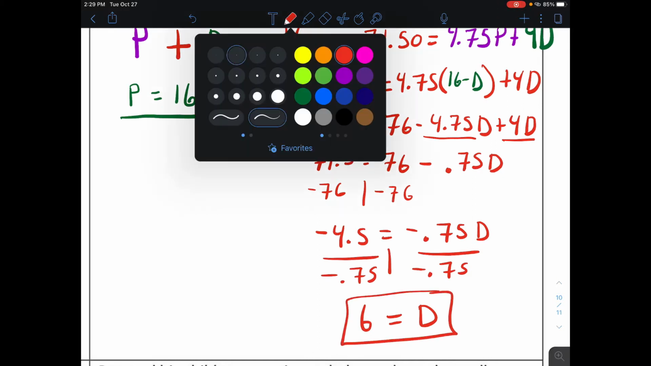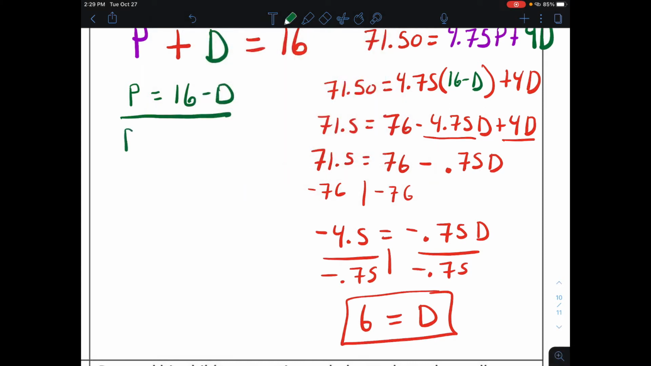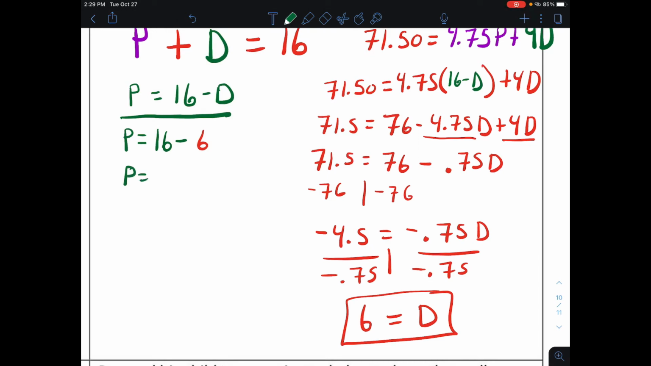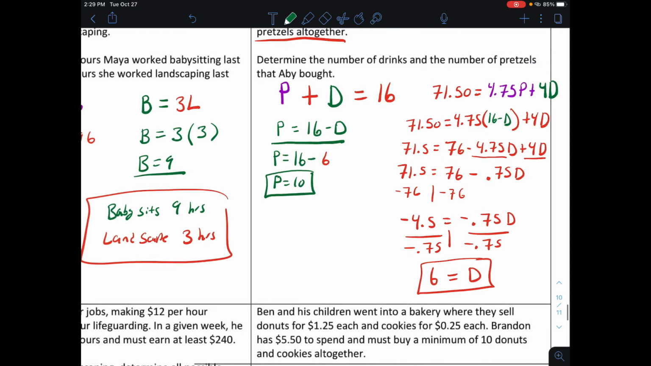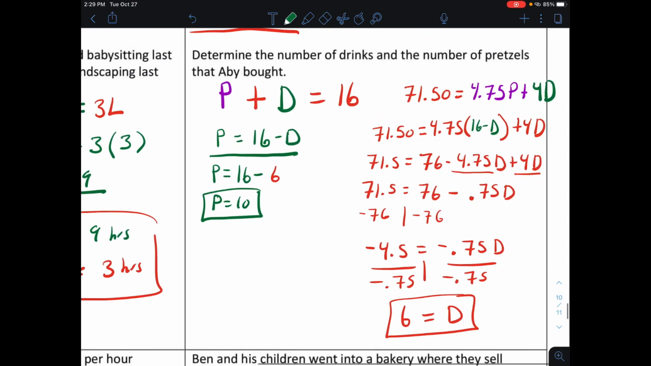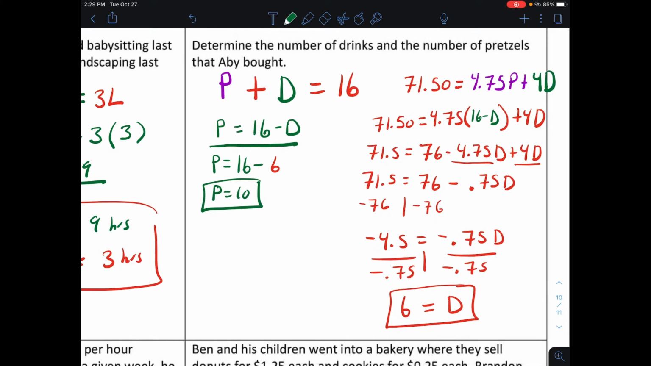Now we go solve for p. Well, we already have an equation that is written as p equals, so we go p is equal to 16 minus what we just got for d, and d was 6. And we wind up getting p is equal to 10. So we get numbers for d and numbers for p. Now we got to take these numbers and put them back in context. Well, p represents the number of drinks, or excuse me, p is the number of pretzels. So they bought 10 pretzels. And d is the number of drinks, so we'll say 6 drinks.